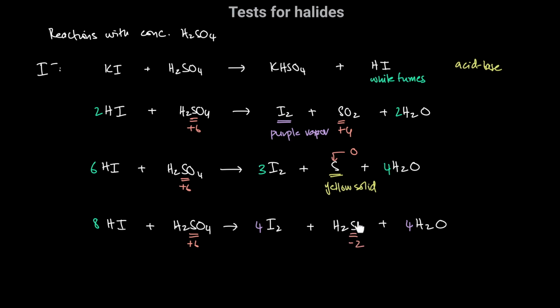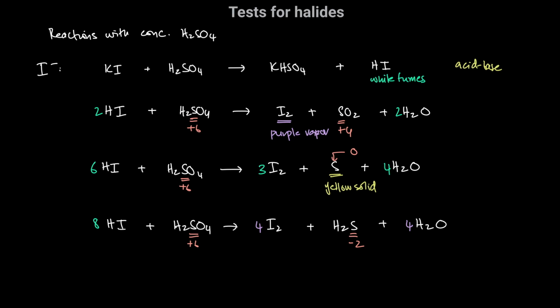All of these reactions are taking place between sulfuric acid and hydrogen iodide. So the observations that you get in this entire process are that you're going to see purple vapor form, you're going to see yellow solid of sulfur form, and you're also going to observe white fumes of hydrogen iodide. All three are observations for the reaction between iodide and sulfuric acid.